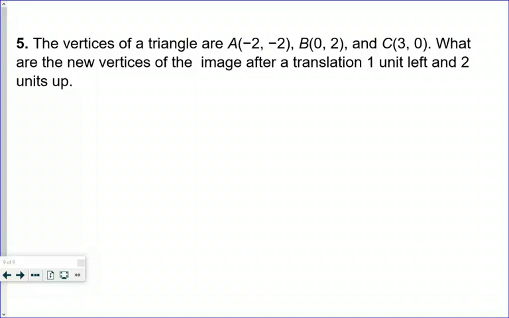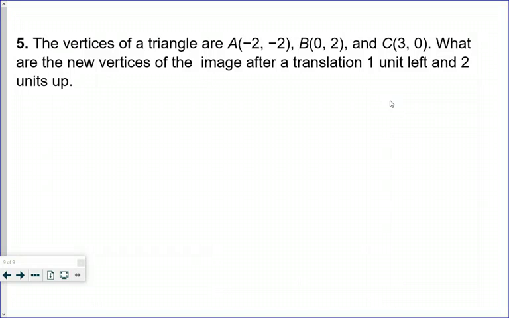The final thing we're going to look at is just taking coordinates and finding the new coordinates after it's been translated. So the vertices of a triangle are A (-2, -2), B (0, 2), and then C is (3, 0). What are the new vertices of the image after a translation 1 unit left and 2 units up?